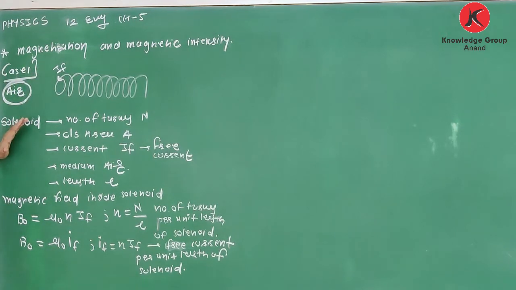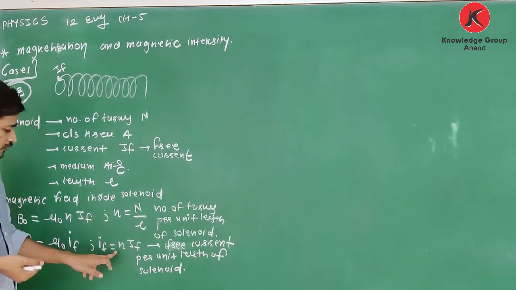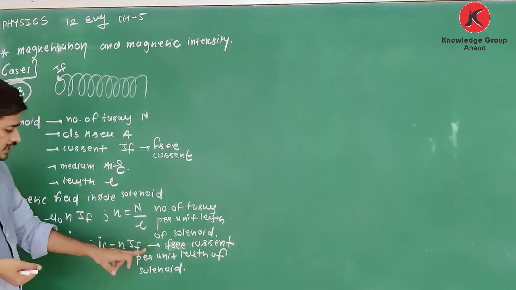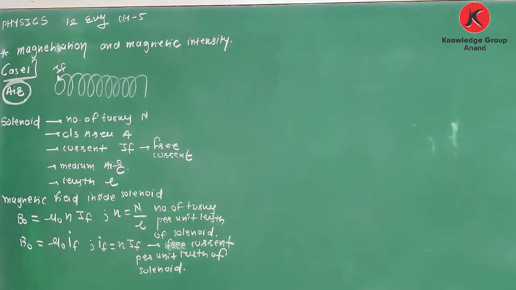So yes, case 1, we have one solenoid. Total number of turns N, cross-sectional area A, current flowing through it IF, free current. Why is it free current? Because we are free to flow any current in this solenoid. Medium air, length is L. So the magnetic field inside the solenoid B0 is equal to mu0 n IF, where n is the number of turns per unit length. B0 is equal to mu0 iF, where iF is equal to n IF, the free current per unit length of the solenoid. Clear?